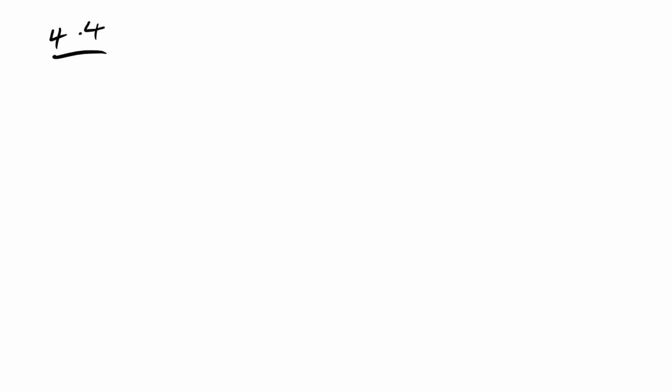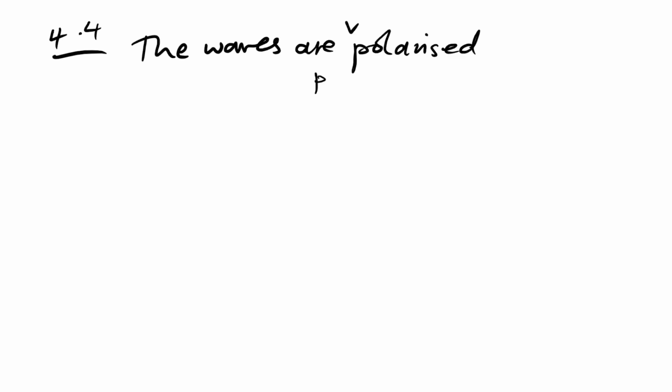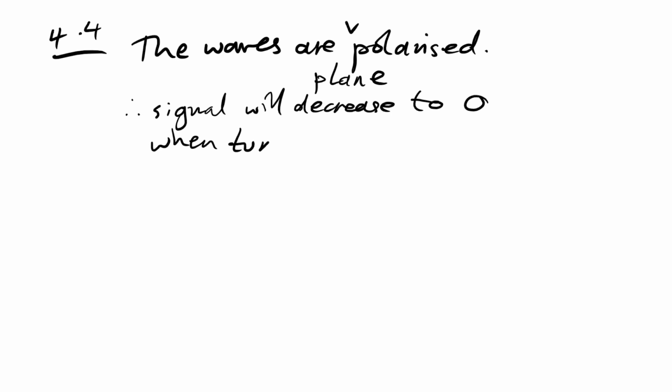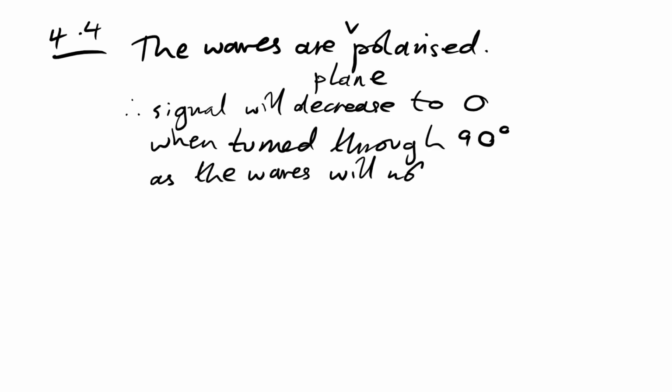4.4. The aerial is rotated through 90 degrees. Well, this is going to be polarization. We can say the waves are polarized. Could put in there plane polarized. Therefore, signal will decrease to 0 when turned through 90 degrees, as the waves will not be absorbed at that angle.